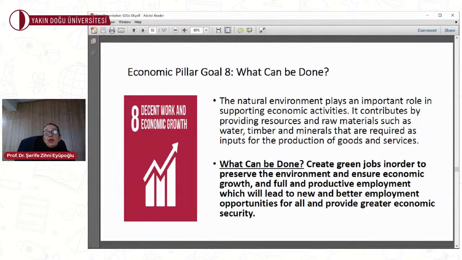The natural environment, like we have said already, repeated several times, plays an important role in supporting economic activities because this is where the natural resources come from. It contributes by providing resources and raw materials such as water, timber, and minerals that are required as inputs for production of goods and services. What can be done? Create green jobs in order to preserve the environment and ensure economic growth and full and productive employment, which will lead to new and better employment opportunities for all and provide greater economic security.